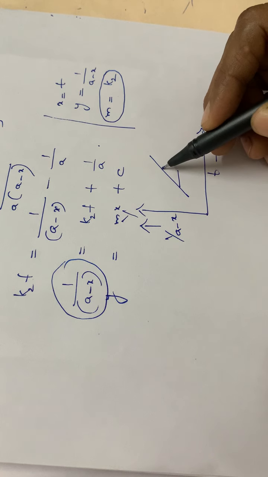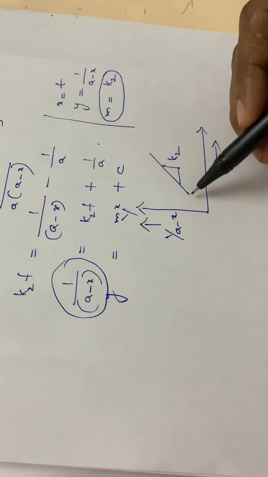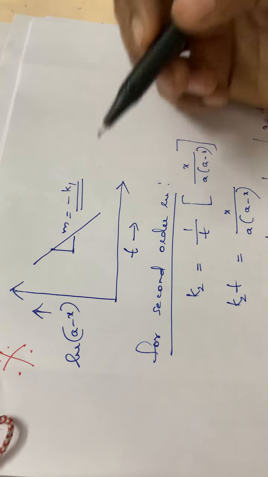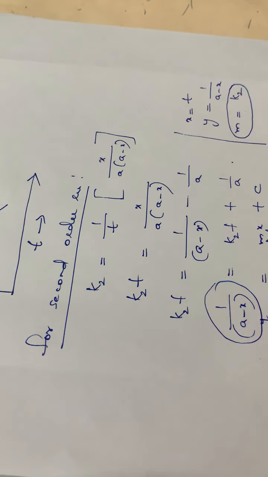So the slope of this reaction will be equal to k2. Okay, so m is equal to k2. It is a positive slope. So this is the positive slope. And in the previous case, for a first order reaction, it is a negative slope. Okay, so hope you are clear with this graphical method.